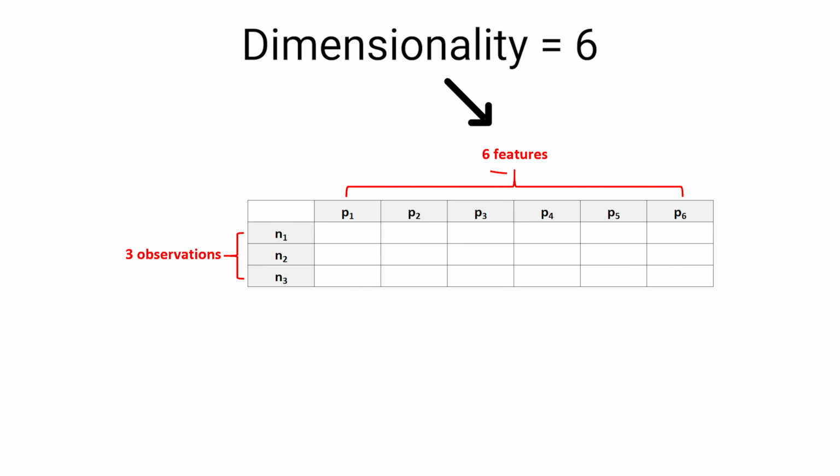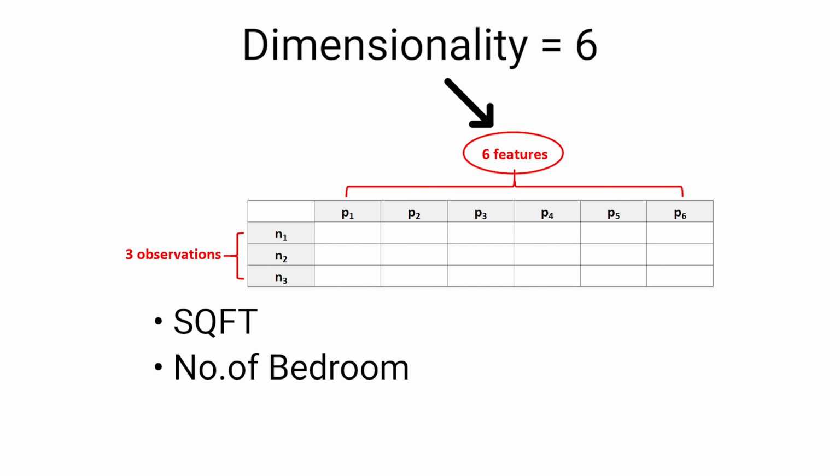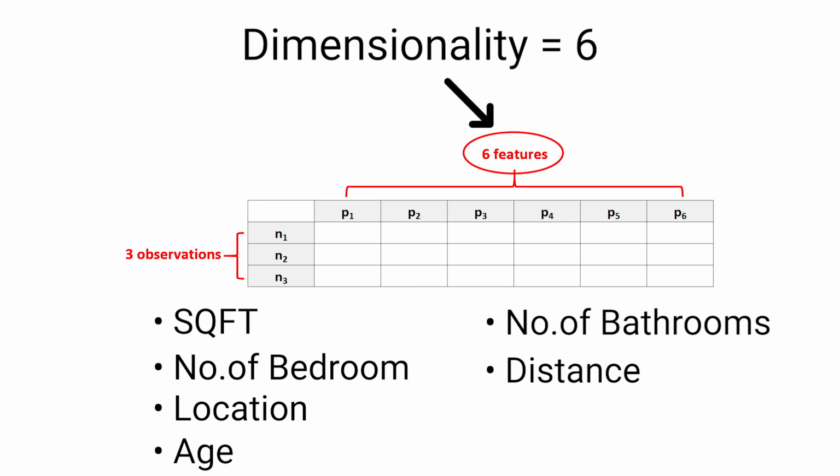Dimensionality refers to the number of features, also called dimensions, variables, or attributes in a dataset. For example, in a house price prediction model, if each house is described by square footage, number of bedrooms, location, age, number of bathrooms, and distance from the city center, the data has 6 dimensions.